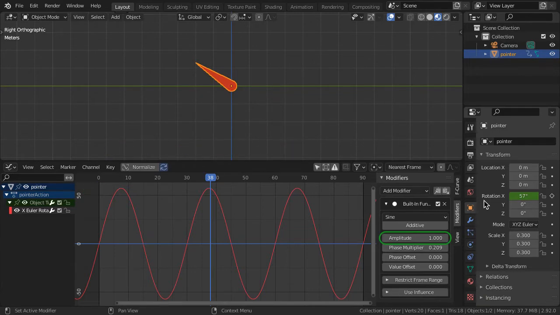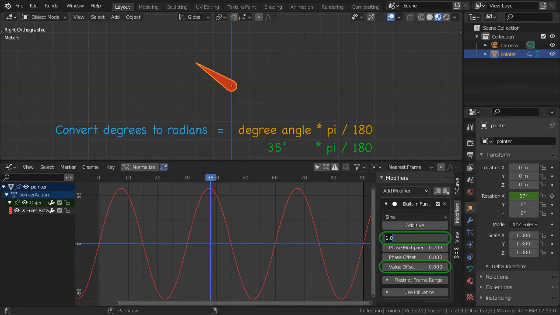To specify an amplitude or value offset in degrees, multiply the desired angle by pi and divide by 180. For example, to set an amplitude of 35 degrees, enter 35 times pi divided by 180.